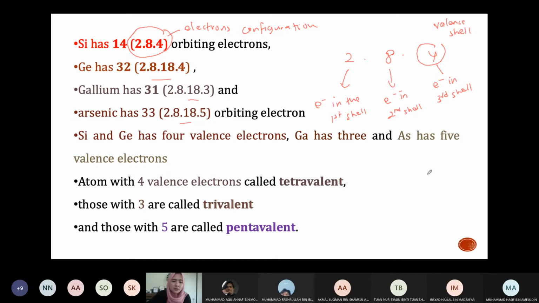So basically, maybe you have something like this. This is the silicon atom, the nucleus in the middle, and then you have 3 shells.